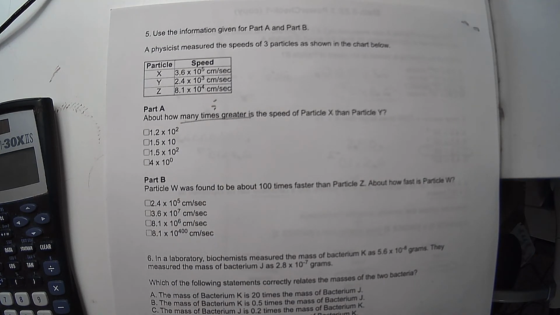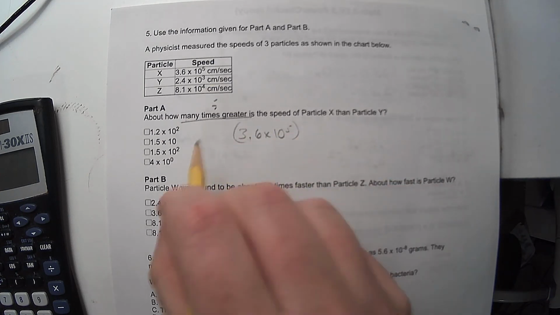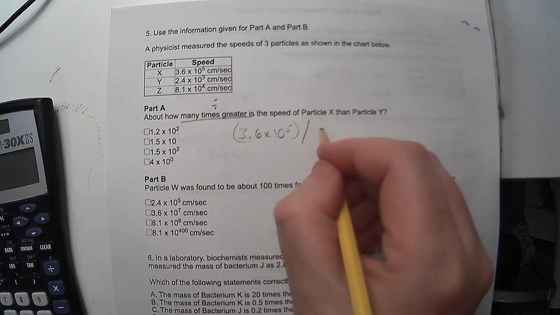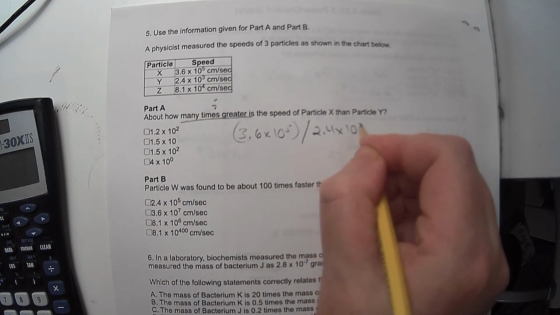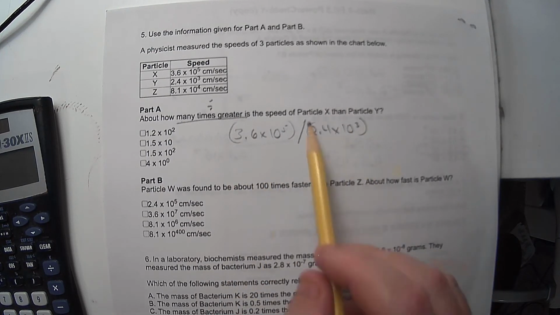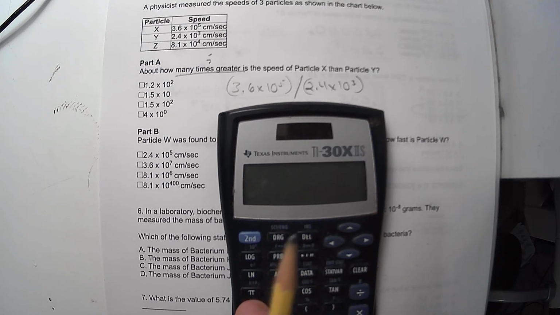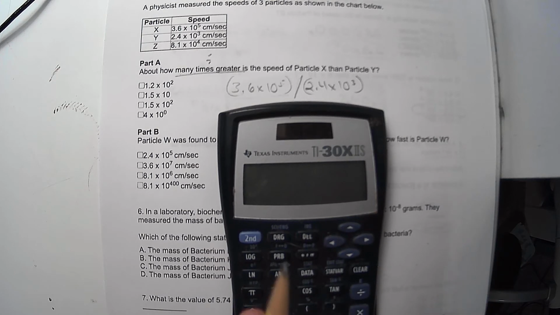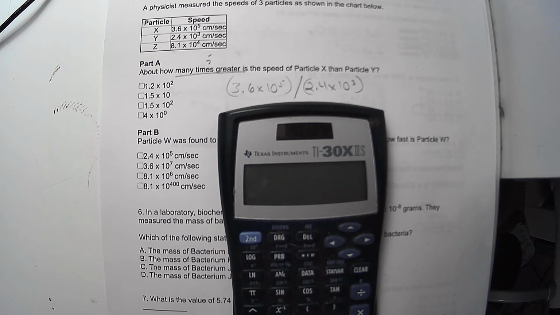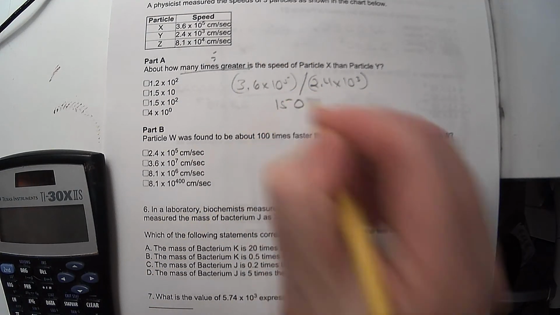Alright, so we're looking at particle X, which is going to be 3.6 times 10 to the 5th, and we're looking at particle Y, so 2.4 times 10 to the 3rd. Alright, and just be careful with these. Remember, your larger exponent needs to go in first, and you divide it by the smaller exponent. Alright, so in my calculator, make sure you don't leave anything out. Parentheses, 3.6 times 10 raised to the 5th, divided by parentheses, 2.4 times 10 raised to the 3rd, close parentheses. It's going to give us 150. So we end up with 150.